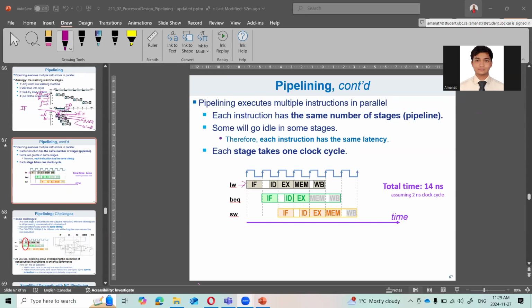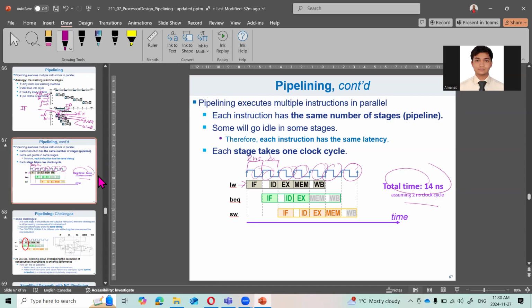If we parallelize these instructions, you can see that we can complete the entire instruction in 14 nanoseconds, right? Assuming that each of these cycles takes 2 nanoseconds. So 2 nanoseconds here, 2 nanoseconds here. We have 1, 2, 3, 4, 5, 6, 7. So within 7 clock cycles, we have finished 3 instructions here, right?